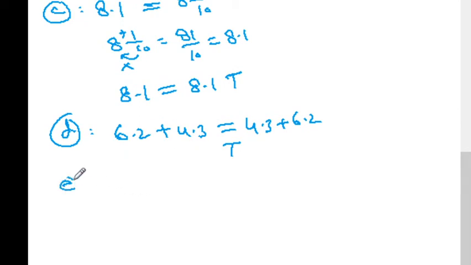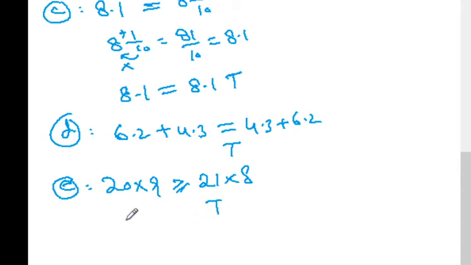Part E. Part E is 20 into 9 is greater than or equal to 21 into 8. Of course it's true, because it's giving you 180 and 168. Both are different.